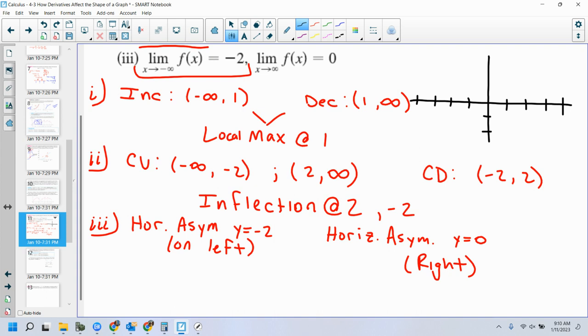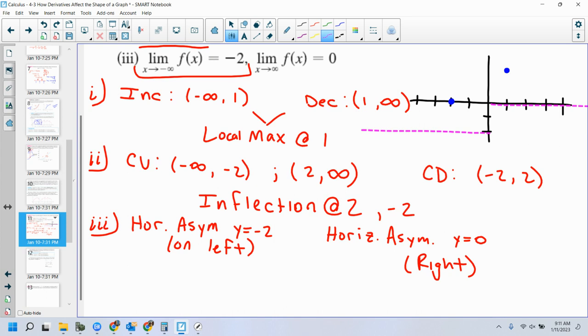Okay, so let's put a local maximum at 1. Let's go 1, comma this. It's going to increase from negative infinity to 1, but there's an inflection point at negative 2. So at negative 2, it's going to start to go from, let's put it right there. Now, I guess we should say this. On the left side, it's going to have to level off to negative 2. On the right side, it's going to have to level off to 0, right?